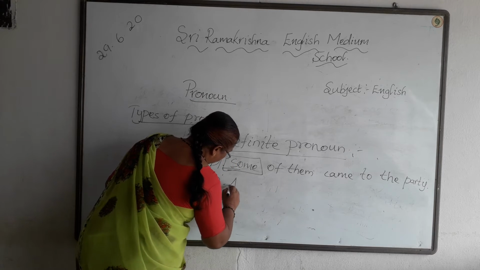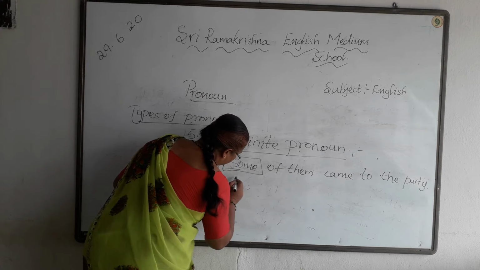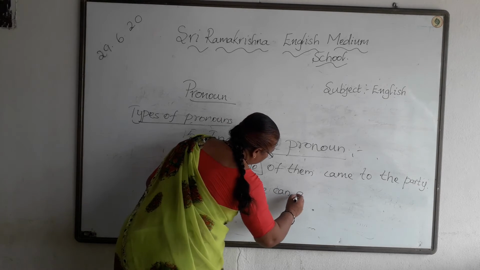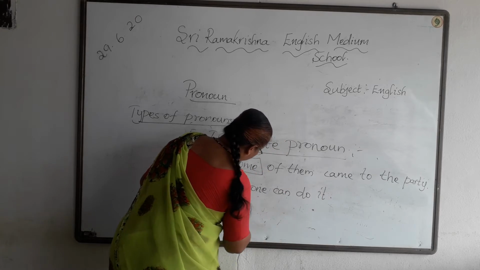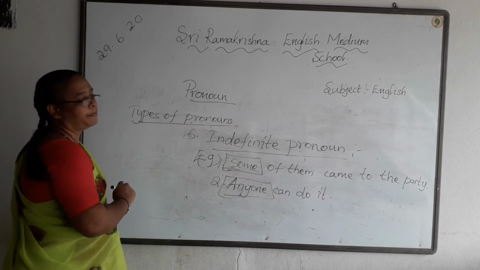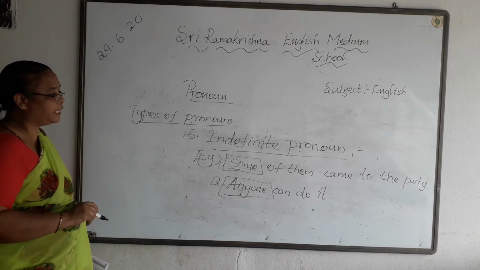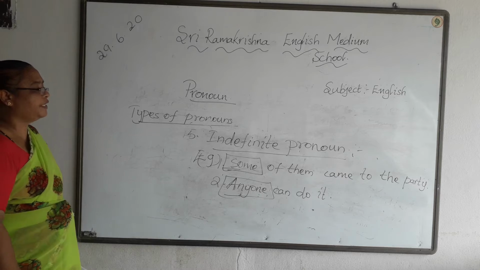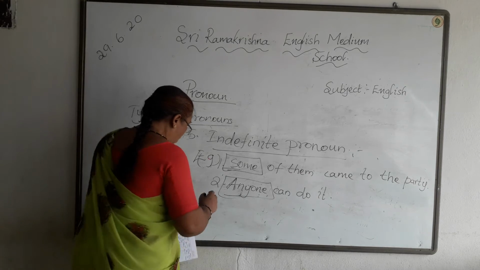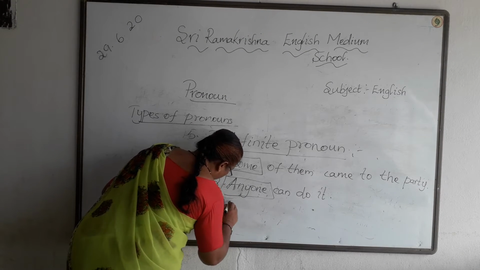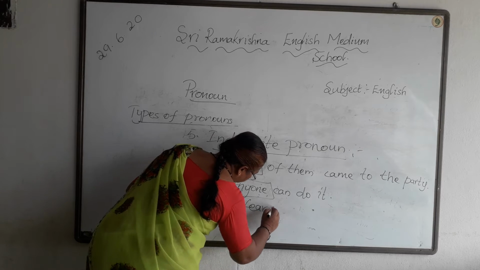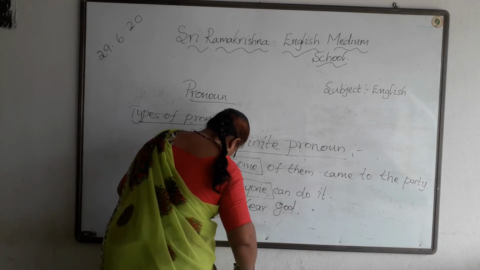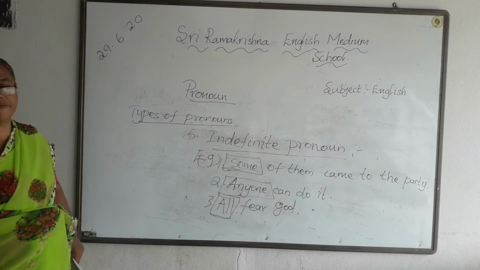Second example: Anyone can do it. So here "anyone" doesn't refer to any particular person or thing. So this "anyone" is the indefinite pronoun. Okay. Third one: All fear God. Here "all" is the indefinite pronoun.